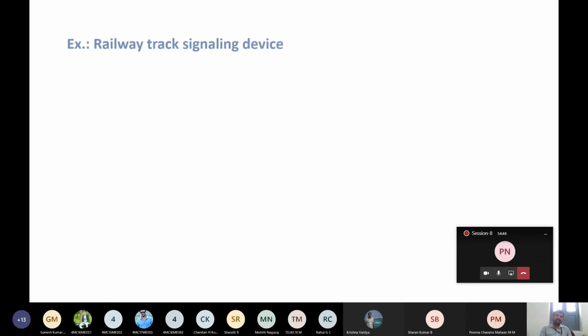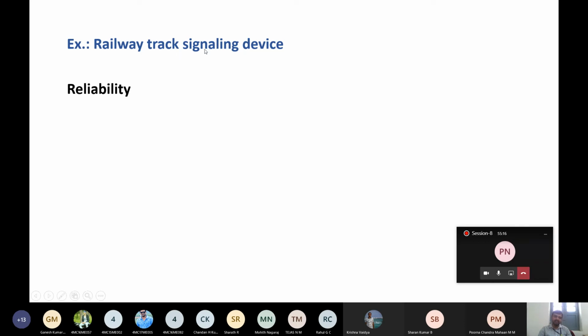Next, railway track signaling device. Again, you can understand standards of performance by using another example, the railway track signaling device. When a train enters a station, it will either be made to stop or be permitted to enter the station based on a signal. They will use a red signal or a green signal.